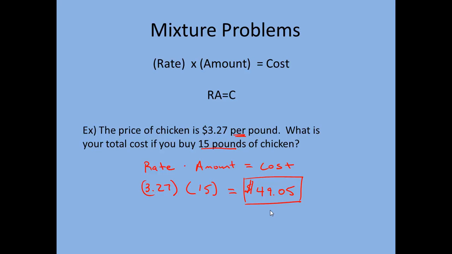Now, when we're going to use this formula, we're not going to have just a basic example where we're trying to just find the cost of an item multiplied by the amount of the item. We're generally going to have two items being mixed together, and we're going to try to figure out how much of each item do we need. So that's what we're going to talk about, mixture problems. So we're going to be mixing two items, and we're going to try to find the amount of each of them that we need. Let's take a look at an example.